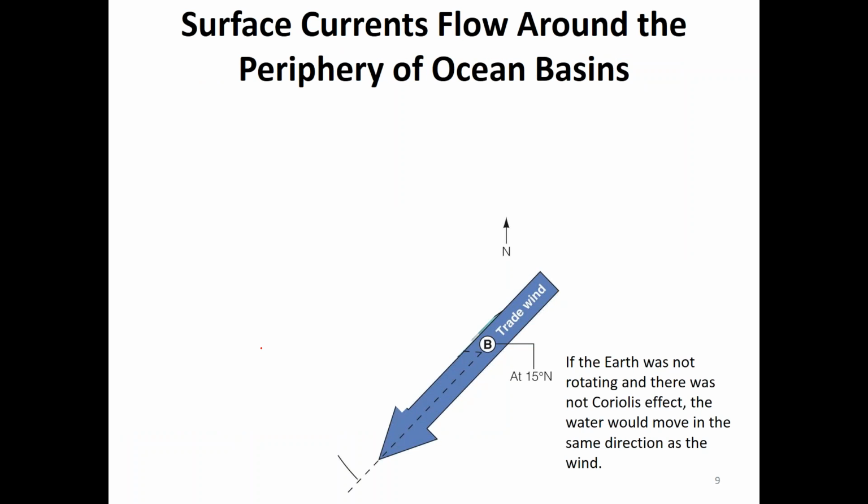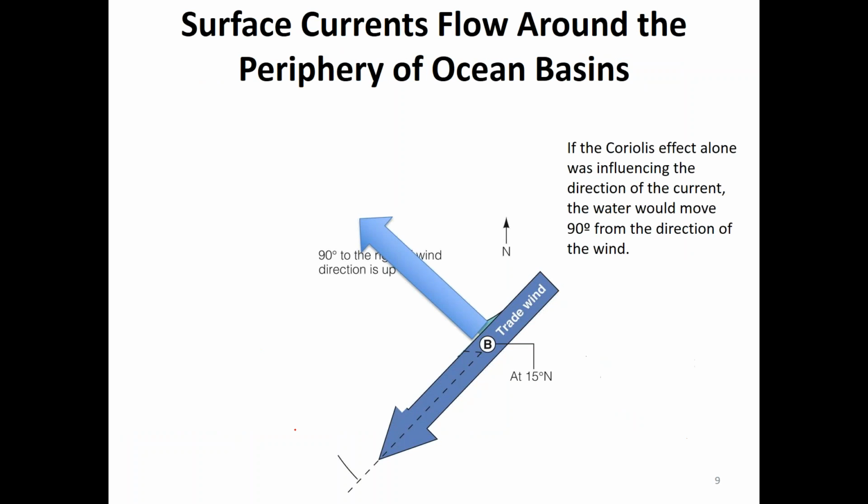So to kind of go over this one more time, here are the trade winds blowing in this direction. And if the Earth was not rotating and there was no Coriolis effect, the water would move in the same direction as the wind. But because the Earth is rotating and there is a Coriolis effect, the Coriolis effect causes the net flow of water to be 90 degrees from the direction of the wind. And in the northern hemisphere, it's 90 degrees to the right. And so if the Coriolis effect alone was influencing the water along with the winds, this would be the direction of flow.